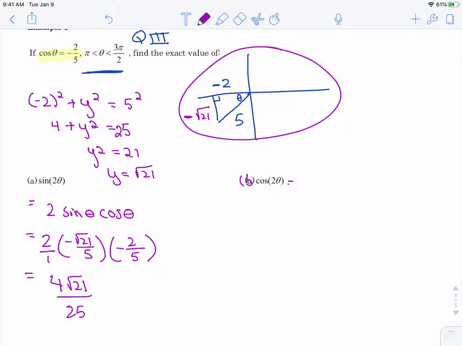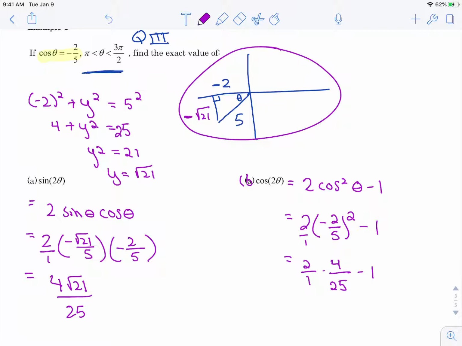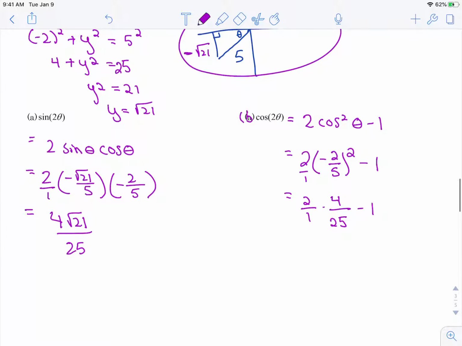Same answer. So I'm going to do 2 cosine squared minus 1. Well, I know my cosine is negative 2/5. I need to square that. I'm going to put this over 1. I have this 2 over 1. So when I square that, I get a positive 4 over 25, and I'm going to take away a 1. Following good old PEMDAS, order of operations, I multiply first, so I get 8 over 25.